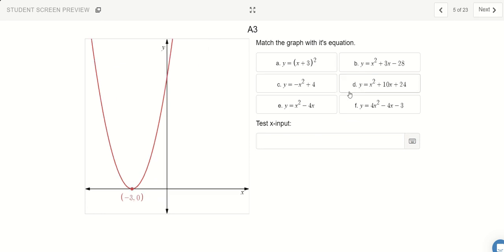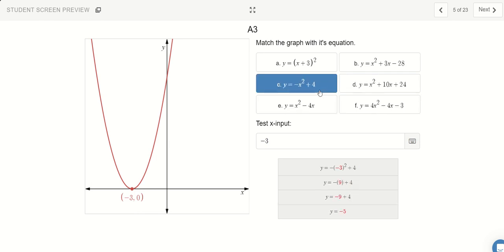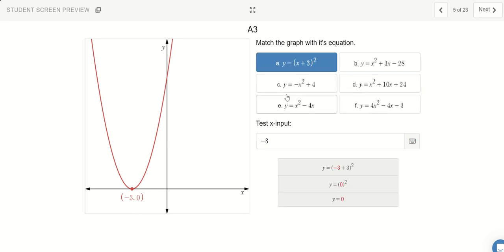Let's try another one. Let's plug in -3 into my equation. All right, looks like it works for this one. Let's check the other ones. No, it looks like -3 is going to work for equation A.